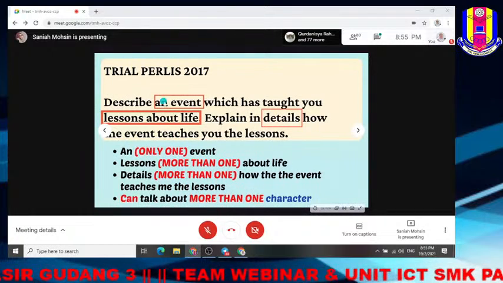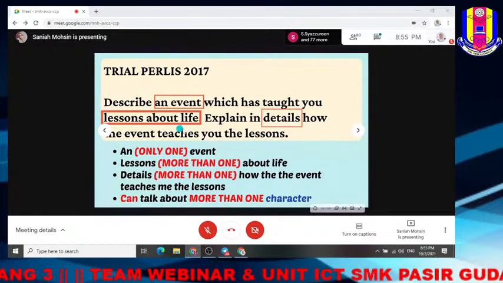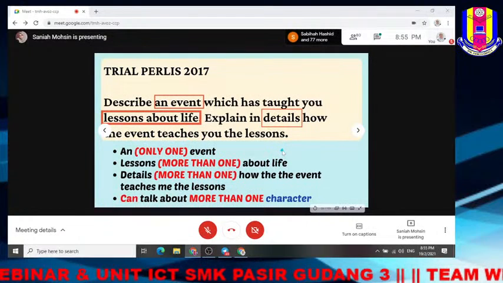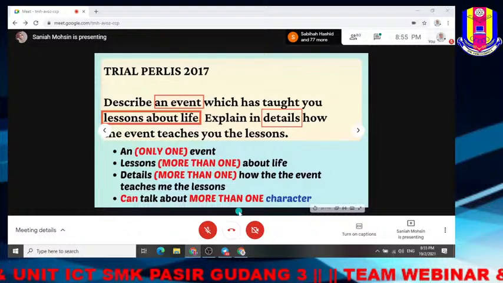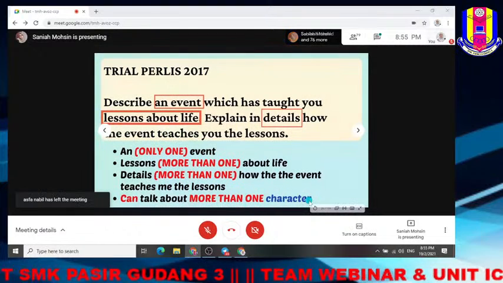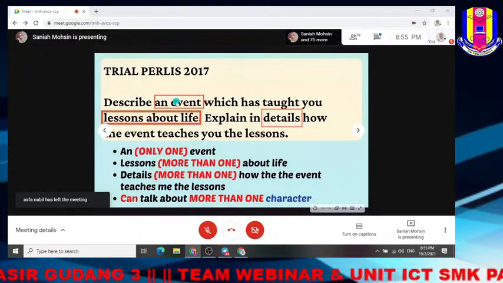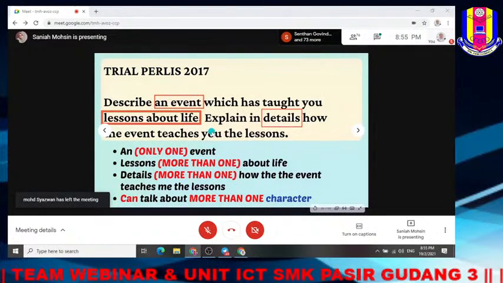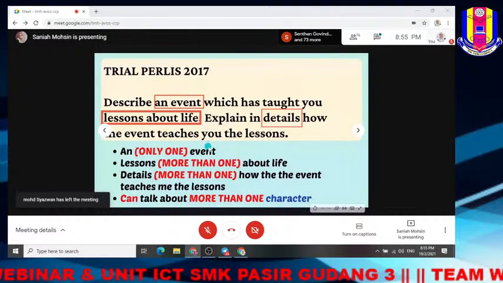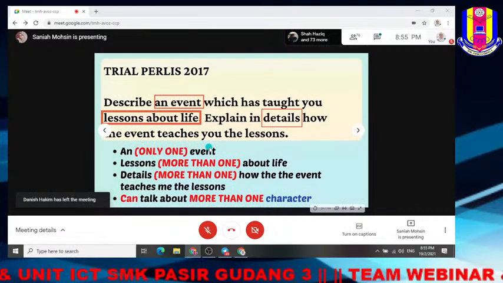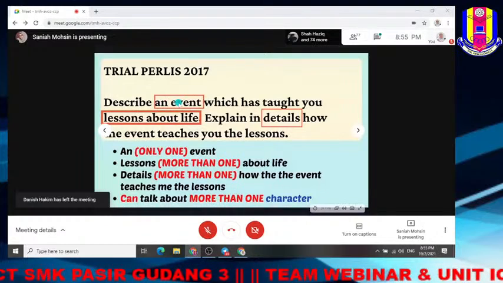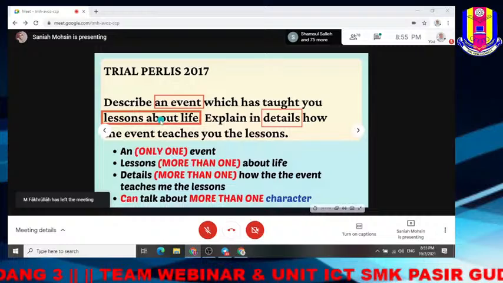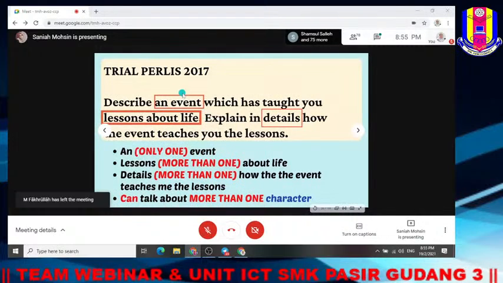Okay, so kat sini, dekat soalan ni, if you can see, dia tak ada cakap pun you need to talk about only one character. Then, in this question, you can talk about more than one character, but only one event, because it says here, an event. So make sure you guys see and read the questions carefully. All the keywords ni tolong highlightkan. Contohnya bila dia kata an event, terus tulis sini, satu event, jangan lebih. When they say a character, one character only.